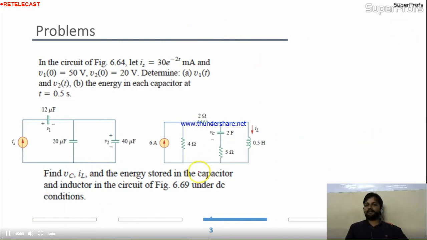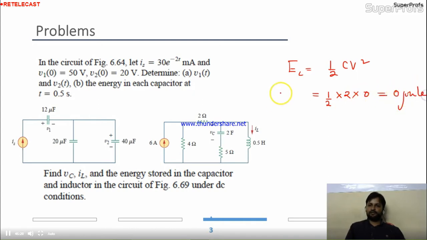In the second part they are saying find the energy stored in the capacitor. So energy stored in the capacitor, you know the formula, 1 by 2 CV square. 1 by 2, what is the capacitance given? This is 2 farad. The voltage is 0, so this is 0 joule. This is the energy in the capacitor.